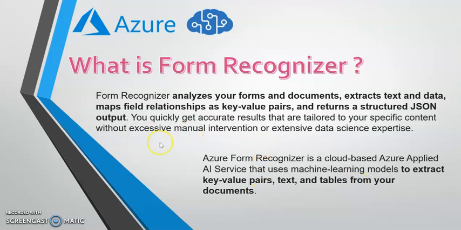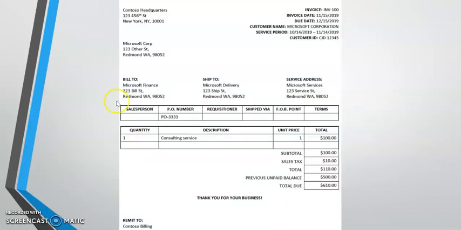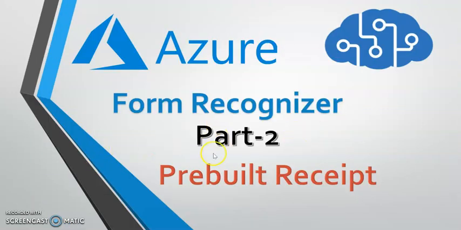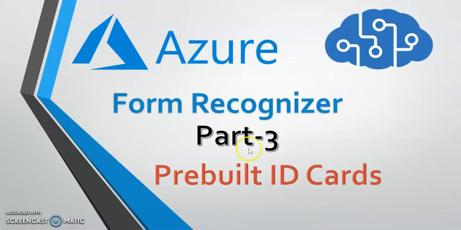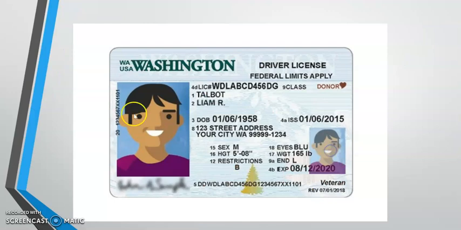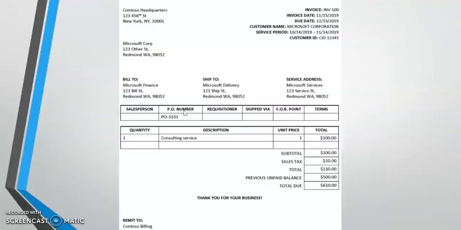There are a few pre-built formats, like invoices and receipts, ID cards, and you can design your custom learning model also. Today we are going to see how to extract data from an invoice. In the next session, we are going to see how to extract data from a receipt. And in the third session, we are going to see how to extract data from ID cards.